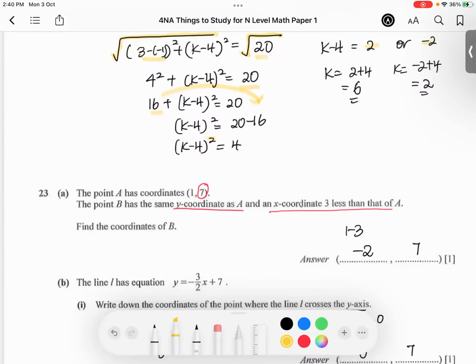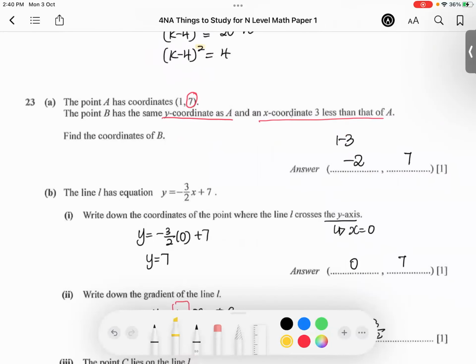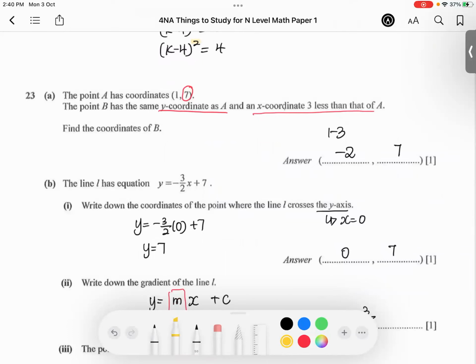Now, this one is actually purely an algebra question, but they phrase it in a way for you to understand it and write your own expression. In this case, the question already says point B has the same y coordinate. So this y coordinate and this y coordinate are the same, so I just bring down the y coordinate. Then the x coordinate is 3 less. That means 1 minus 3. Then I get my answer over here.